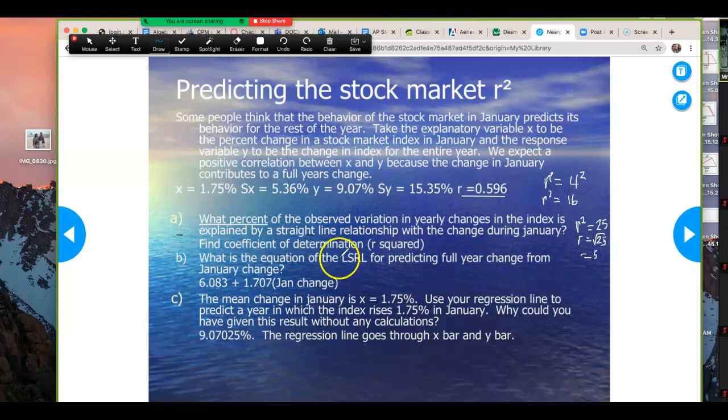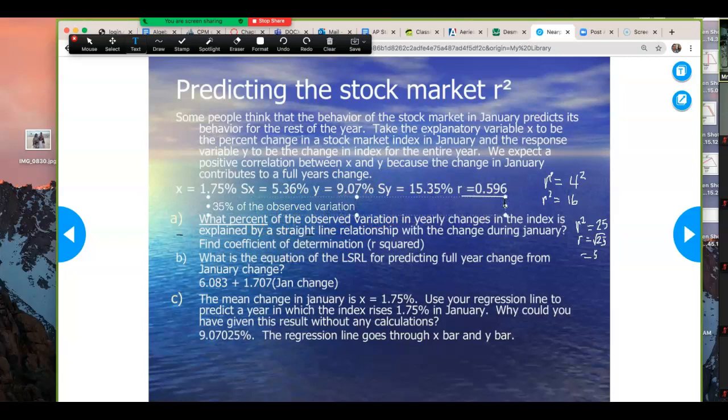Okay. All right, so in this problem, it says what percent of the observed variation in yearly changes in the index is explained by a straight line relationship. So if r is 0.596, we're going to square that. 0.596 squared, calculator, 0.35. 35% of the variation in yearly changes in the index is explained by the least squares regression line. It says straight line relationship, but that's the LSRL.